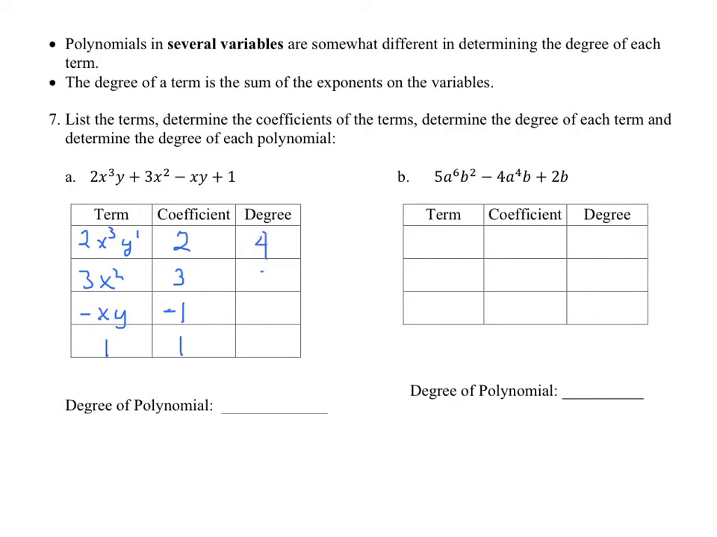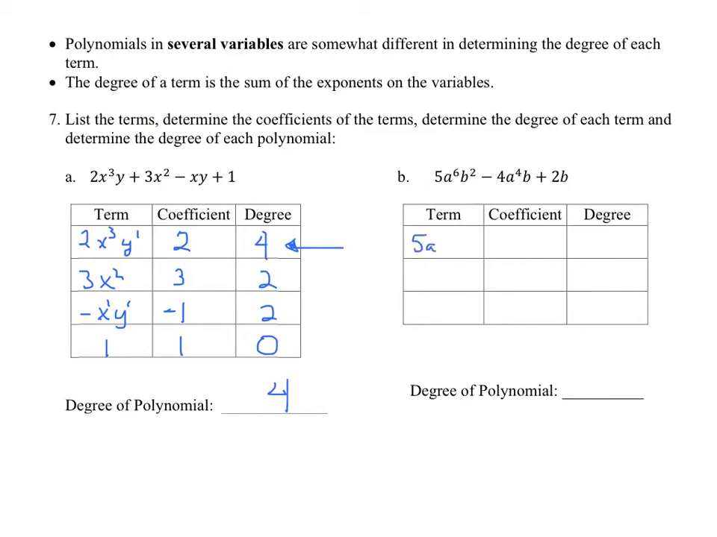The degree of this first guy would be a total of 4. Degree of the second guy is 2. Degree of this guy would be 2 because you add up those exponents, and the degree of the constant is 0. So the degree of the entire polynomial is 4, the highest degree in the list. Let's do the next one.